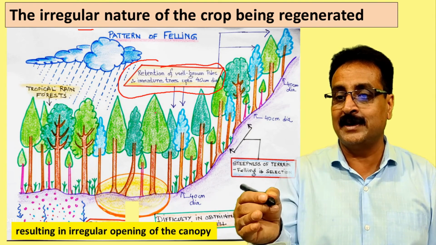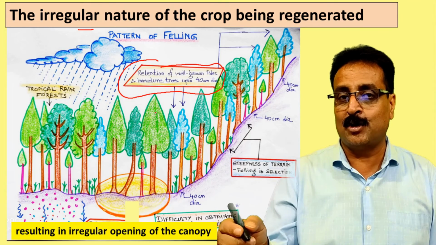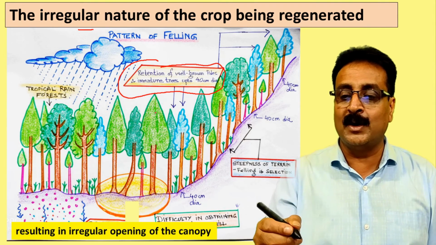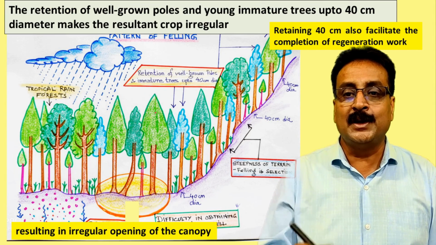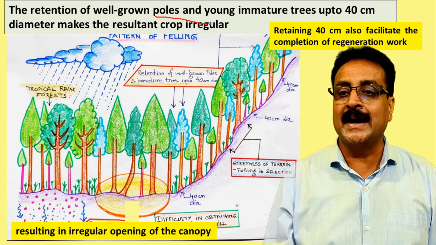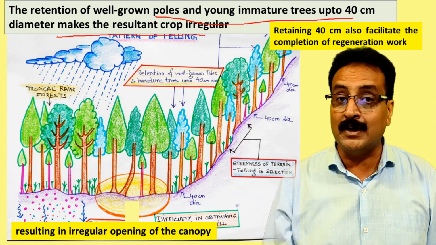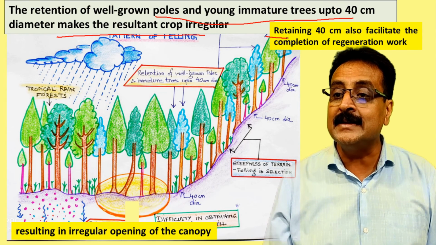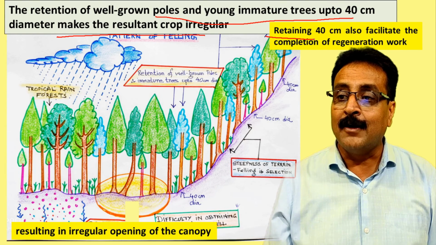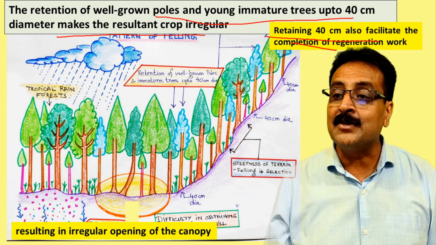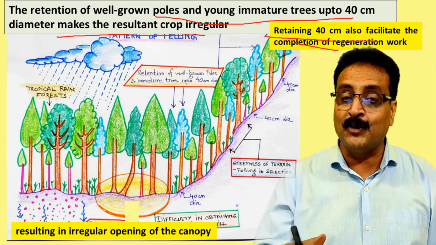Retaining this 40 centimeter dia and the poles and immature crops makes it somewhat irregular in nature. So the retention of well grown poles and immature trees up to 40 centimeter dia makes the resultant crop irregular. Now, what it does is that retaining this 40 centimeter dia facilitates the completion of regeneration work. So we don't have to go for more.